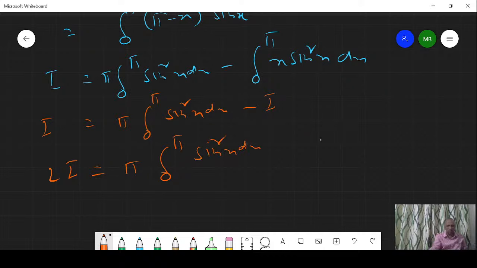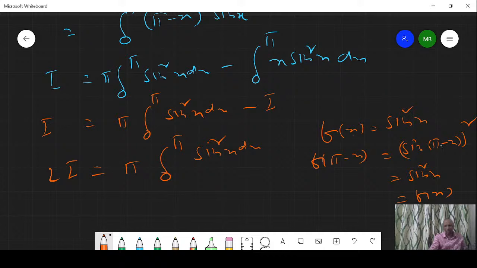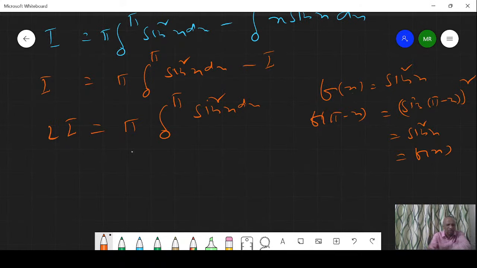But we know that you can consider f of x is equal to sin square x. Consider f of pi minus x. This will be the same thing, sin of pi minus x whole square. It will be sin square x. It will be f of x, because sin of 180 minus x is sin x. So sin square is f of x. So by property P6, I can write 2I is equal to pi into 2 into 0 to pi by 2 sin square x.